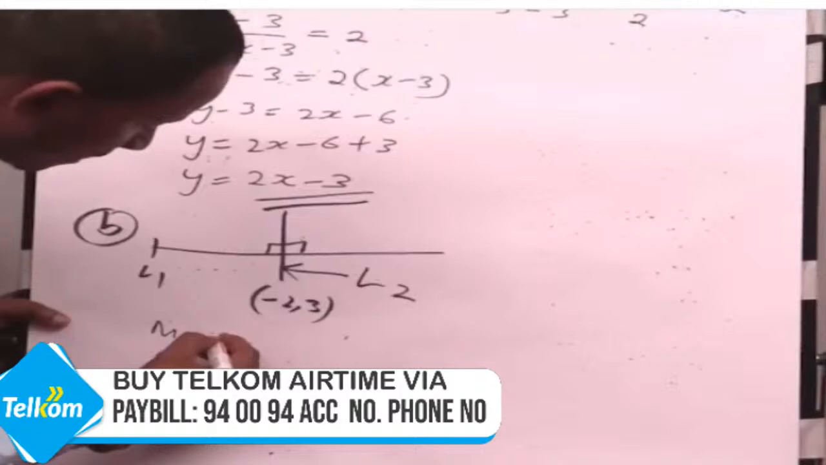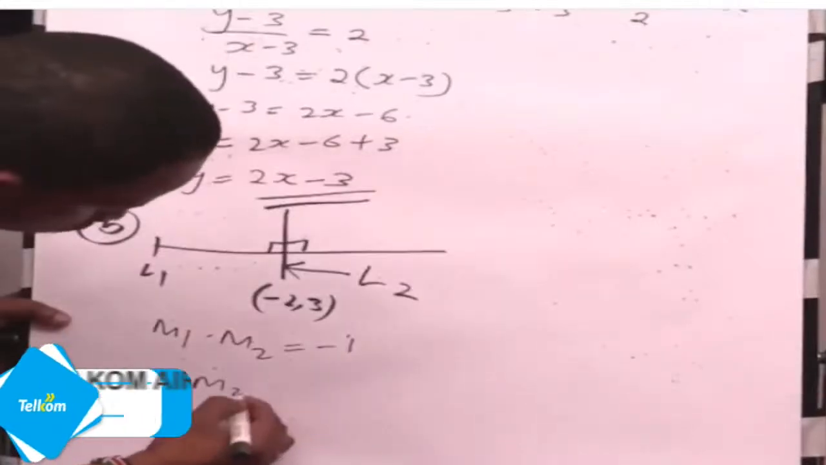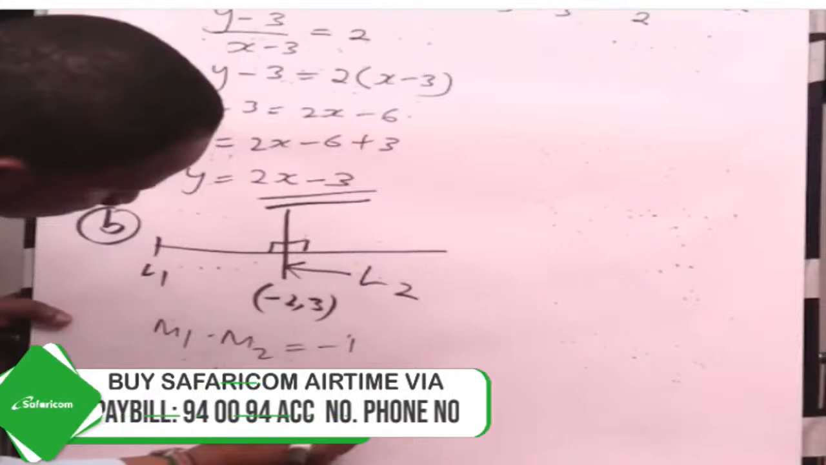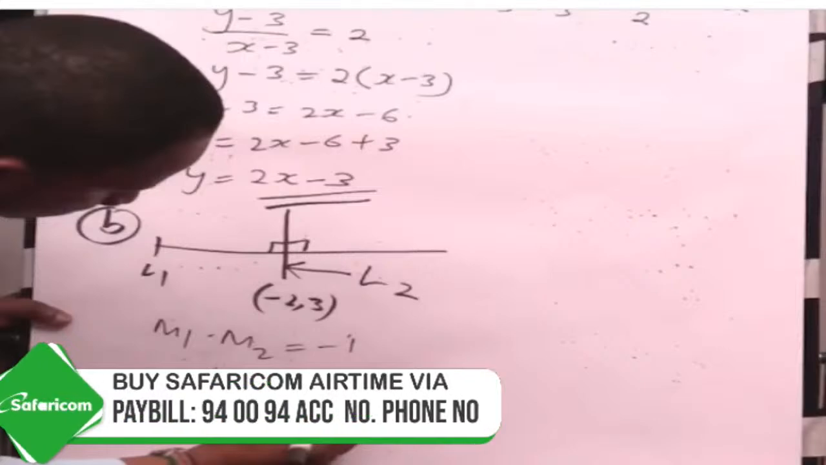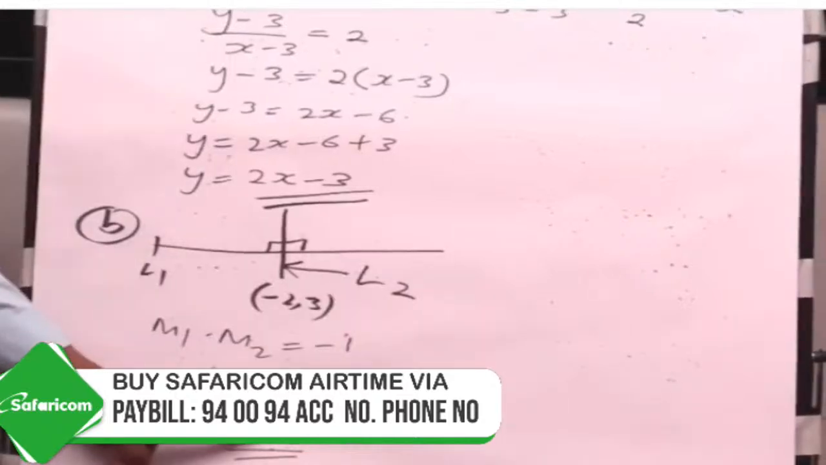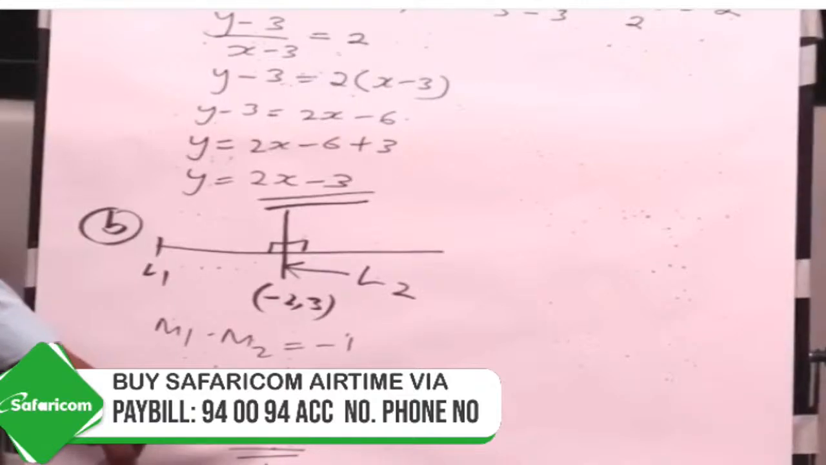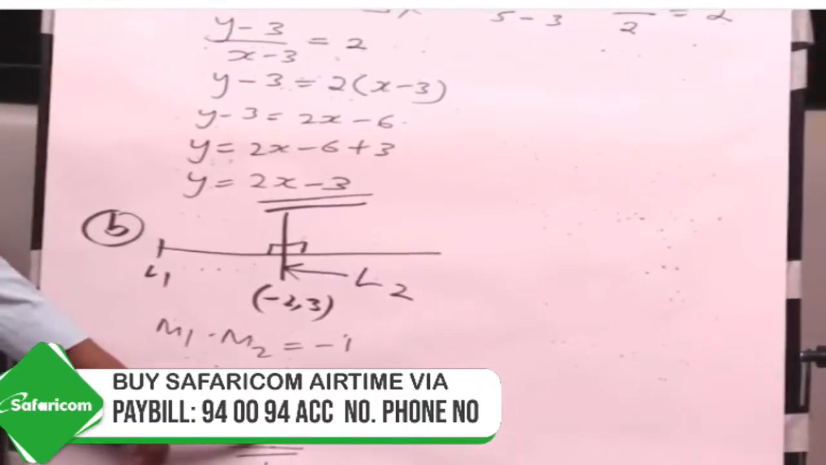Here it is m2. So 2 times m2 equals minus 1. So m2 equals minus a half. You divide both sides by 2, so m2 is equal to minus a half. Therefore, use this gradient and this point to form the equation of line L2.